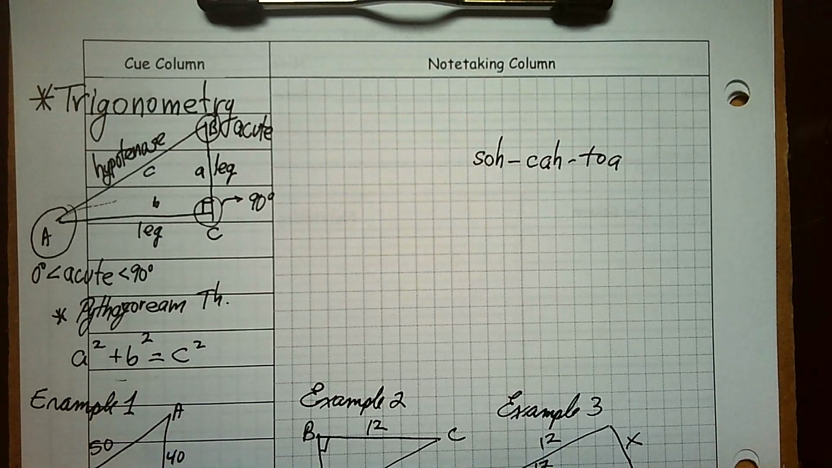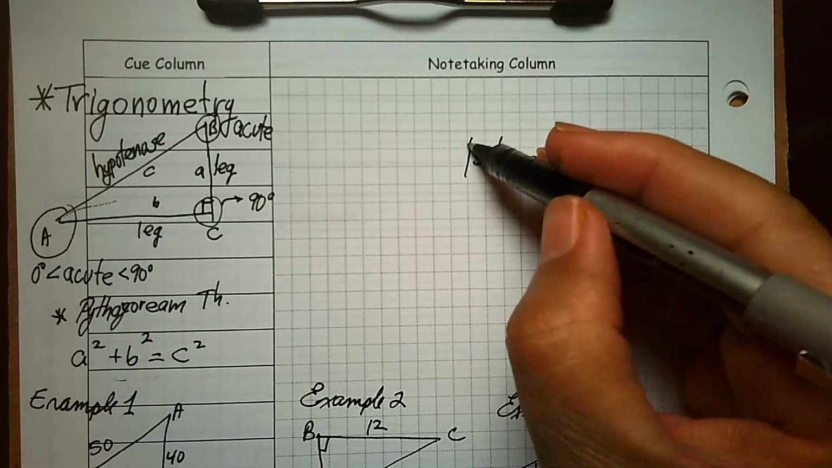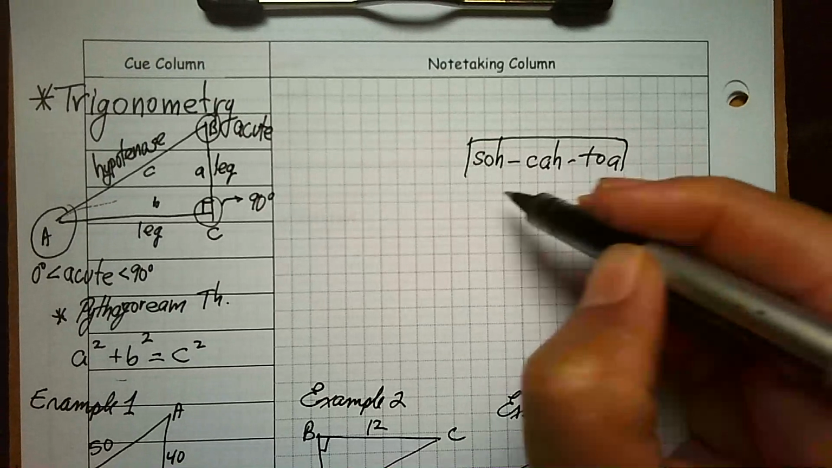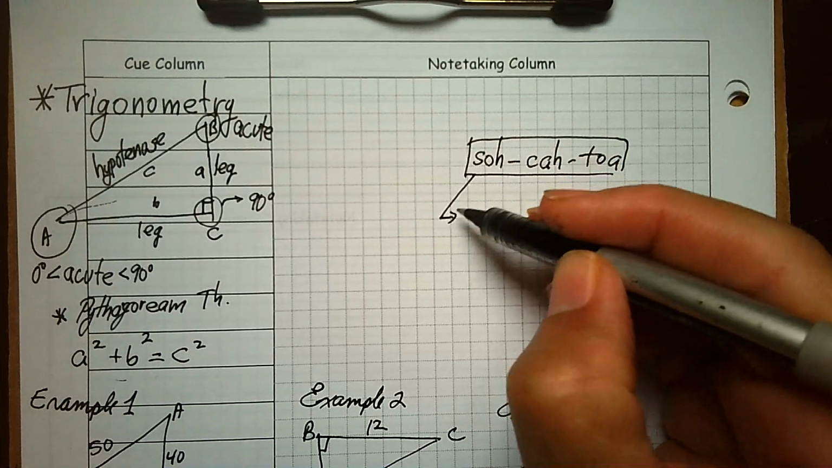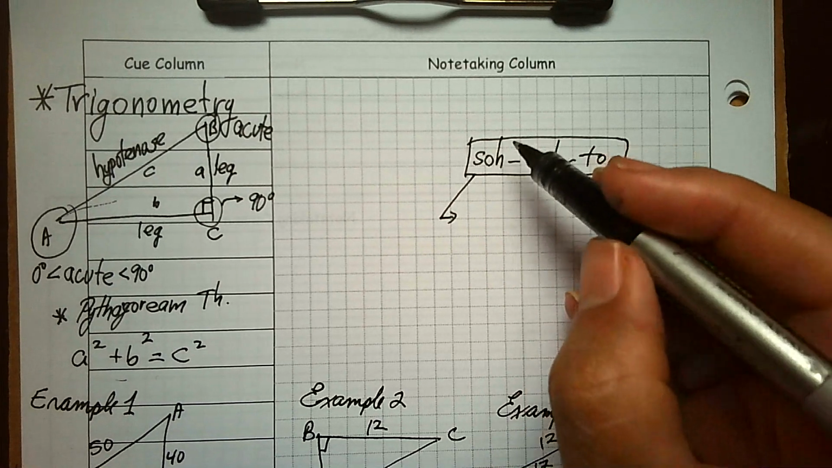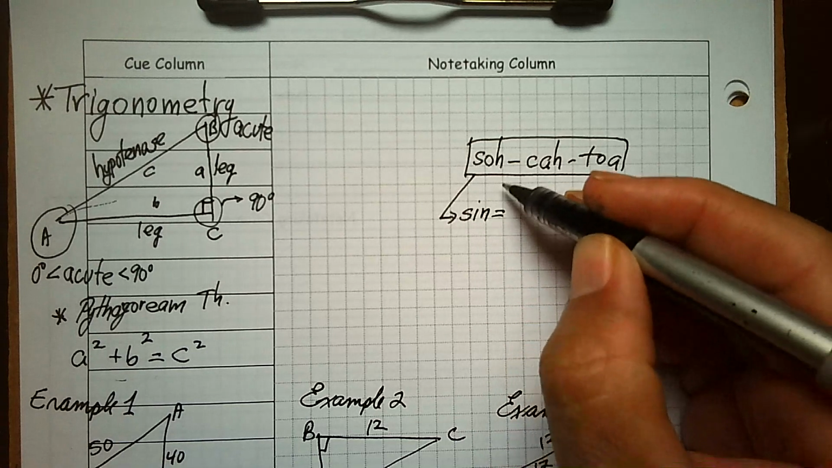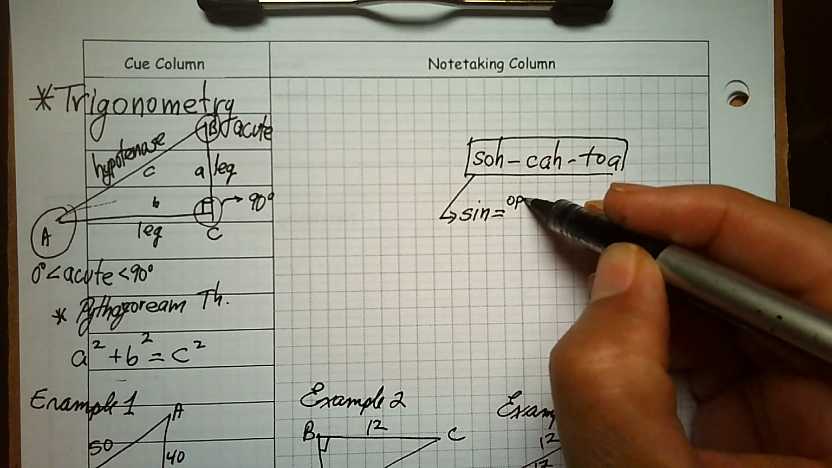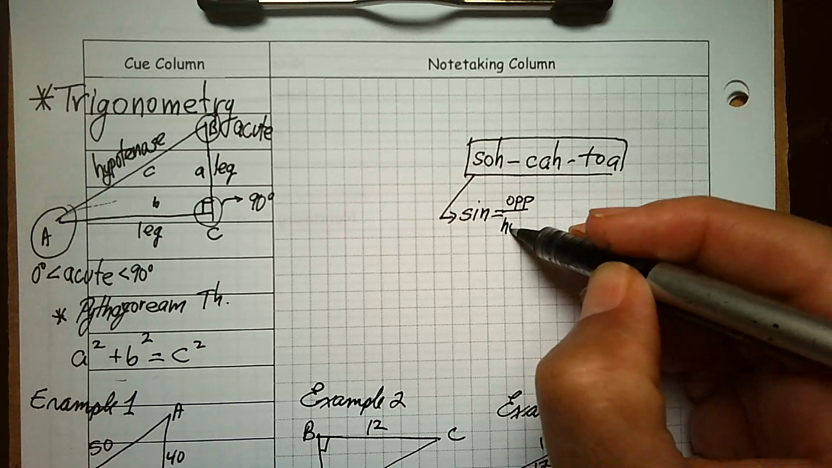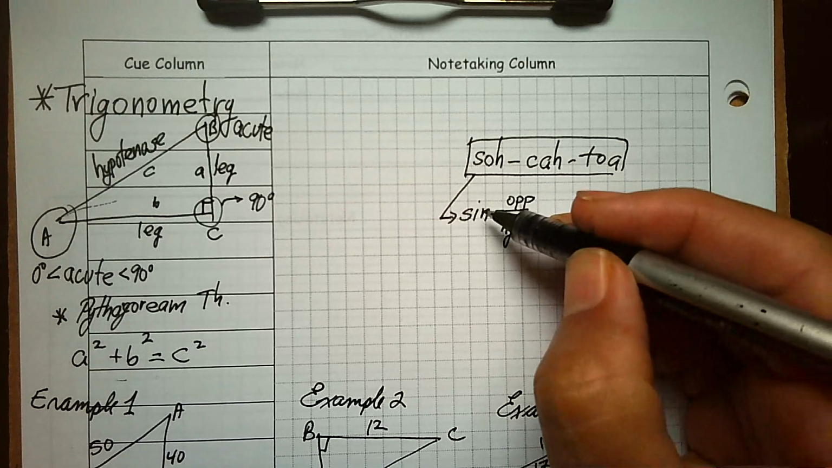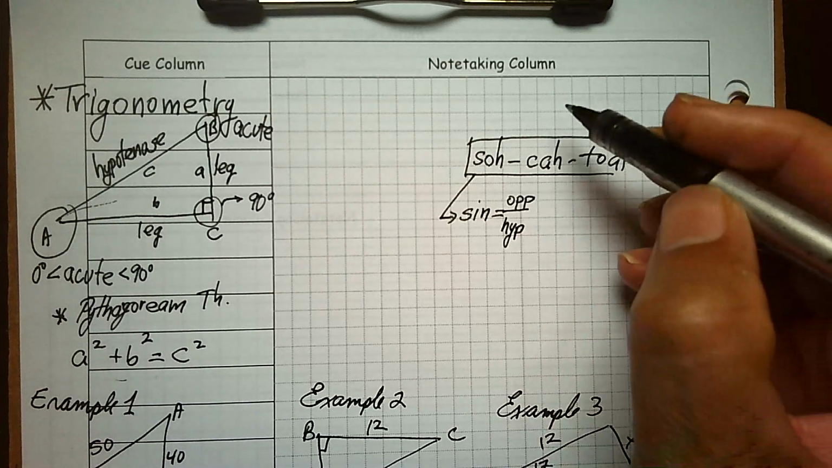Now, when you use trig, memorize SOHCAHTOA. Now, what does that mean? The S is for sine, the O is for the opposite side, and the H is for the hypotenuse. So the sine of any angle is equal to the opposite side over the hypotenuse.